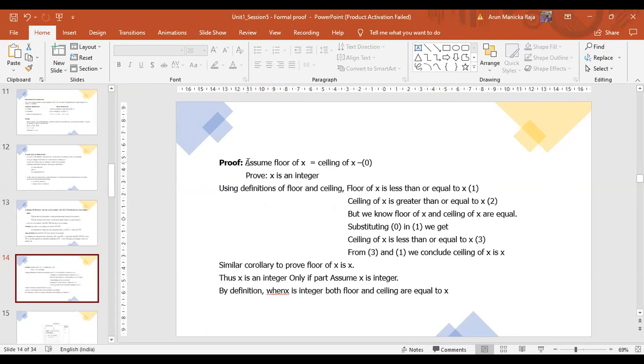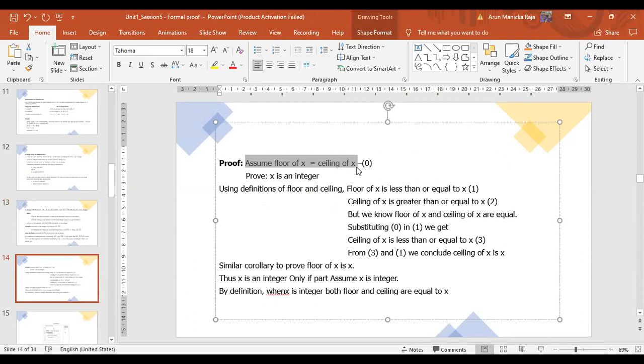First of all, I am assuming that floor of x equals ceiling of x. I just assume that both are equal, and make this the zeroth equation. Then I am going to prove that x is an integer. Using the definition of floor and ceiling, we know the definition of floor and ceil, right? What is my floor function?